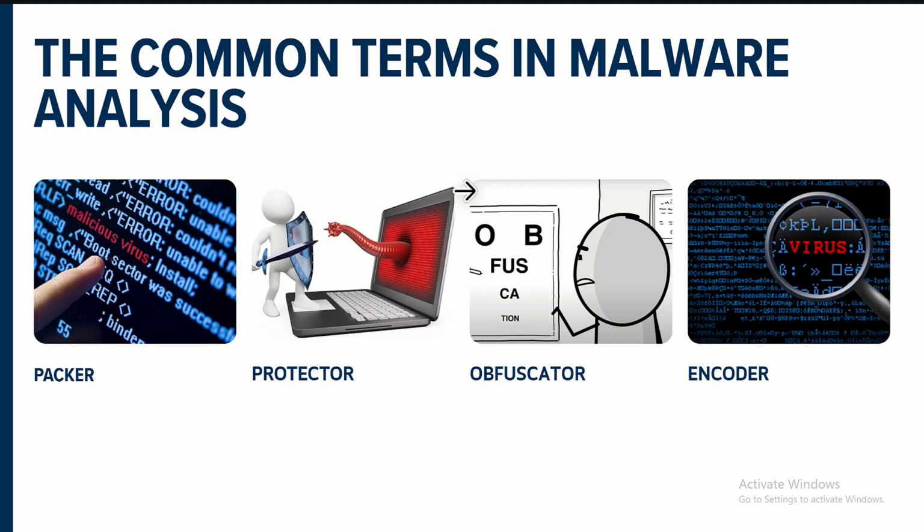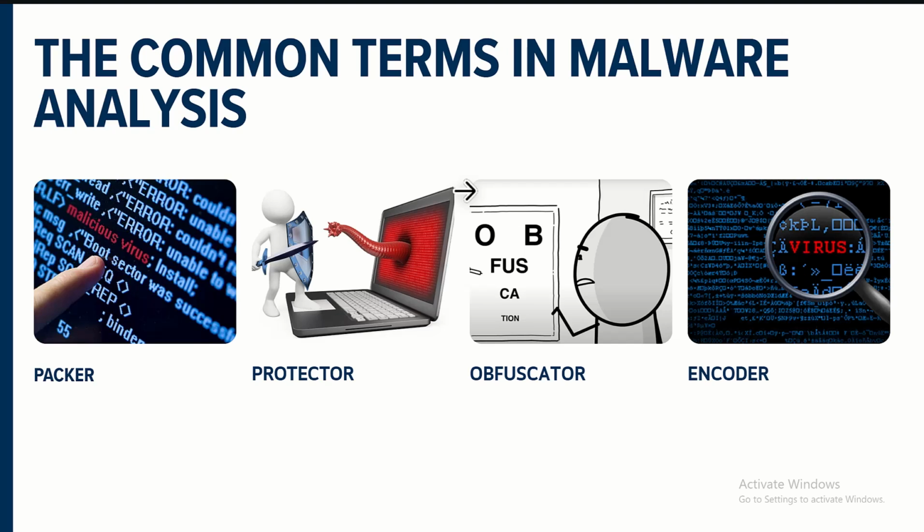The second one is protectors. A protector adds anti-analysis or anti-debugging techniques to a program for the purpose of preventing a malware analyst from inspecting or debugging it, detecting virtual machine or sandbox environments and behaving differently, and using metamorphism and polymorphism techniques. The key point is protectors make malware harder to analyze but don't change the core functionality. So it's like putting a firewall around the malware, and it makes it hard to analyze.